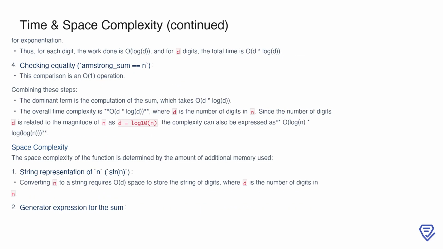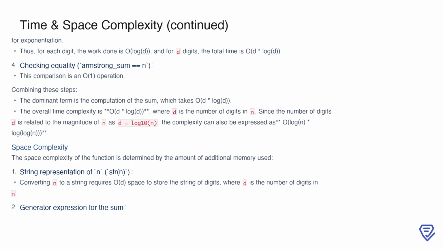Now, combining all the steps, the dominant term is the computation of the sum of powers, which takes O(d * log d) time. Comparing the computed sum with the original number, Armstrong_sum equals n, is an O(1) operation. Therefore, the overall time complexity of the function is O(d * log d), where d is the number of digits in n. Since the number of digits d is related to the magnitude of n as d equals log10 n, we can also express the time complexity as O(log n * log log n).